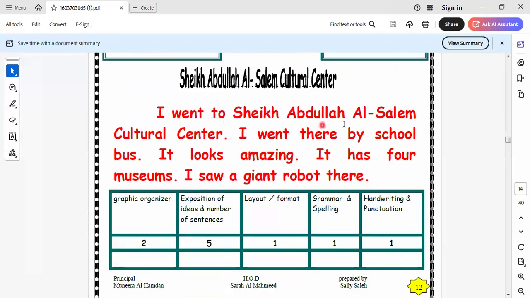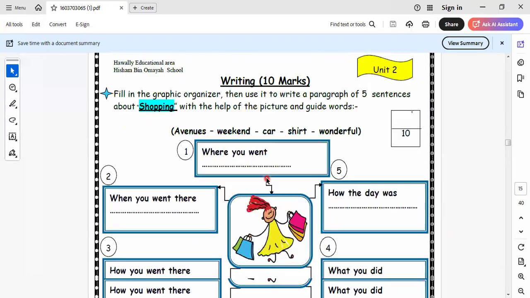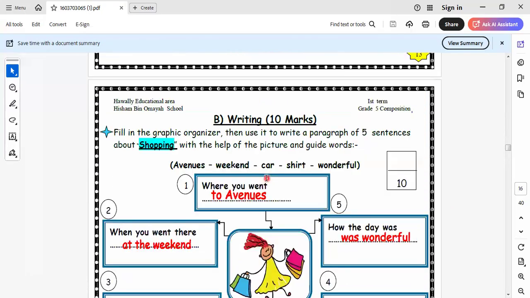I went to Sheikh Abdullah Salim Culture Center. I went there by bus. It looks amazing. It has four museums. I saw a giant robot there. Let's go to another one here.